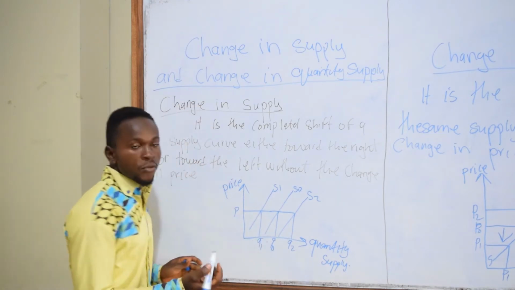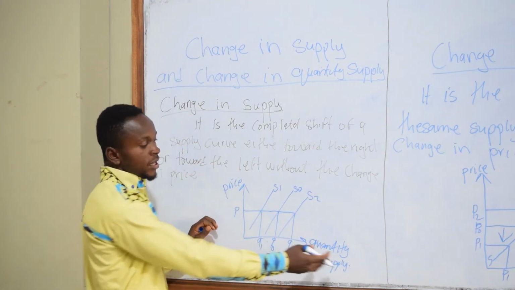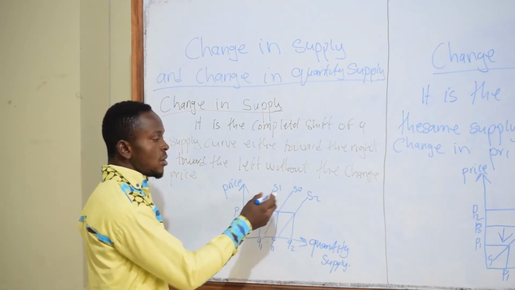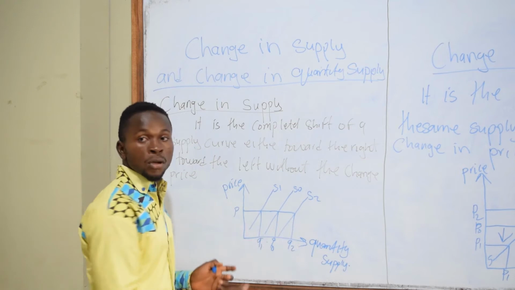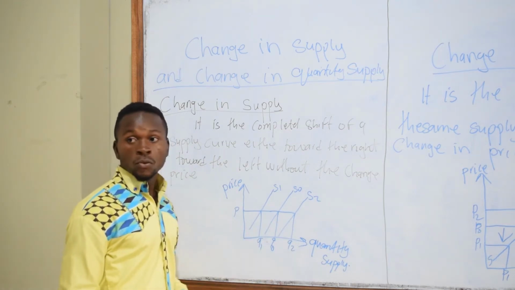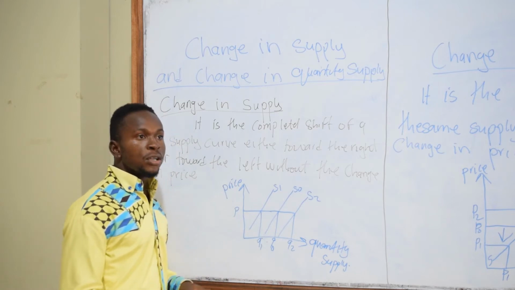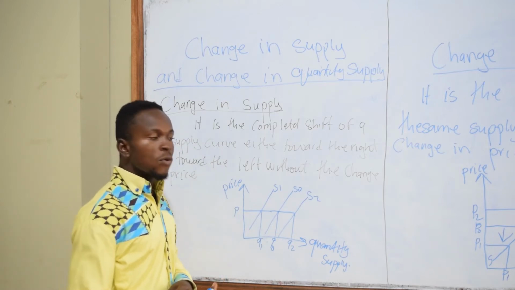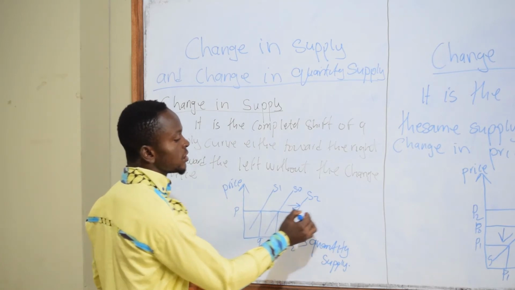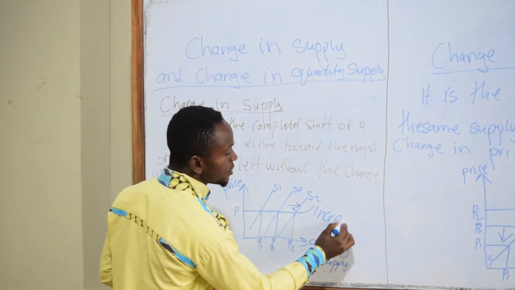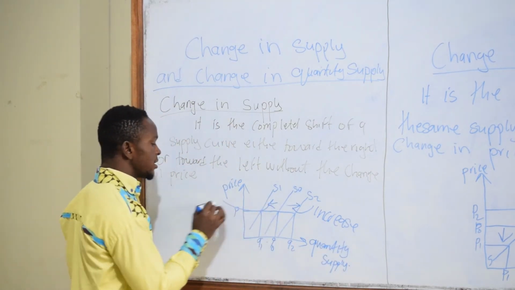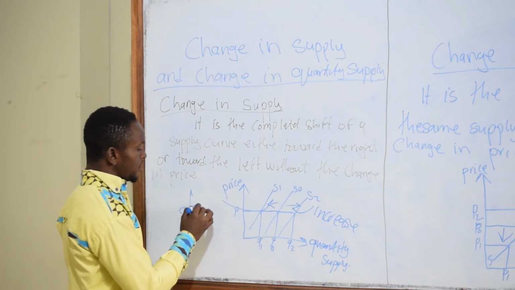Now looking at the diagram, we have here our price, and then here is our quantity supplied. Here we have classified the curves as S1, S0, S2, and on the other axis we have Q1, Q0 and Q2. Now explaining it, a change in supply can either move towards the right or towards the left. Towards the right it indicates an increase in supply, and towards the left it indicates a decrease in supply.